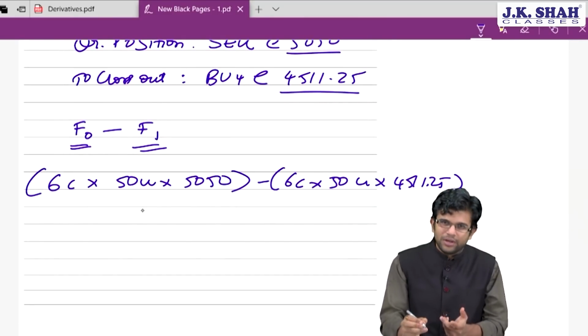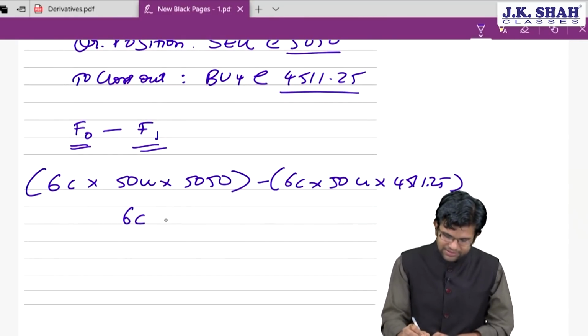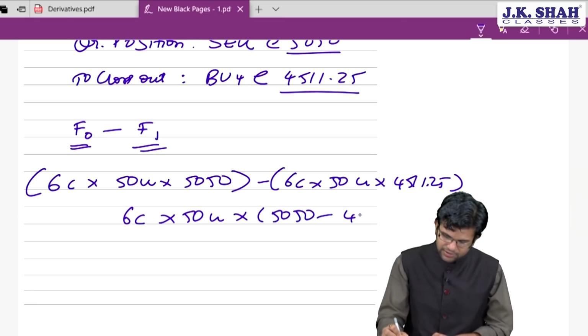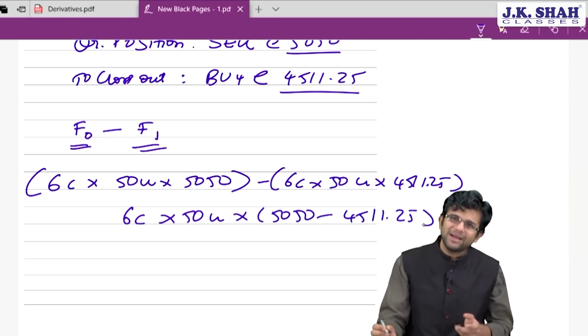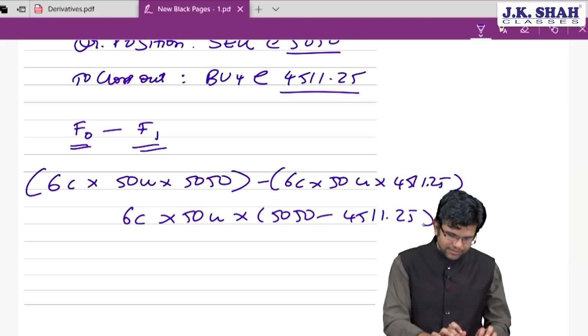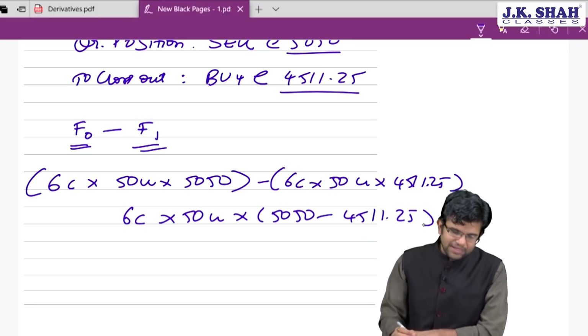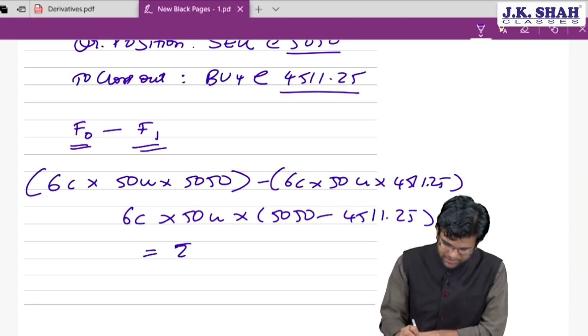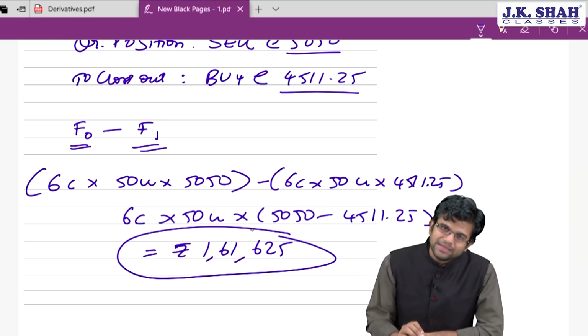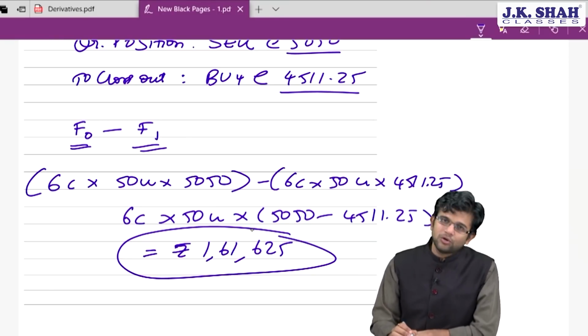I'm very sure I can do a little bit of mathematics here for fun. 6 contracts into 50 units into 5050 minus 4511.25. Same thing it is, correct? So 5050 minus 4511.25 into 50 into 6 will give me 1,61,625 rupees gain. 161,625 is the gain in your short position closeout.